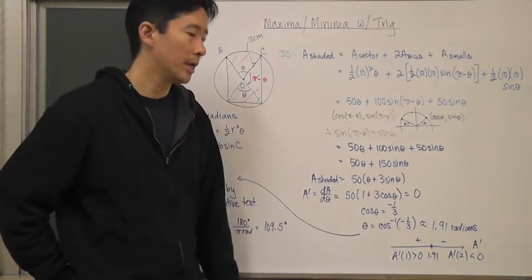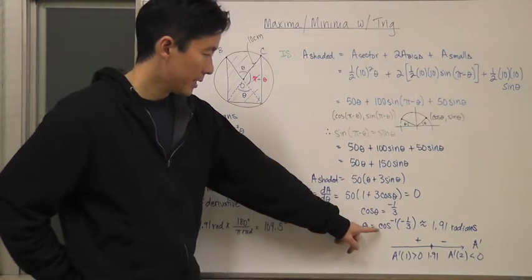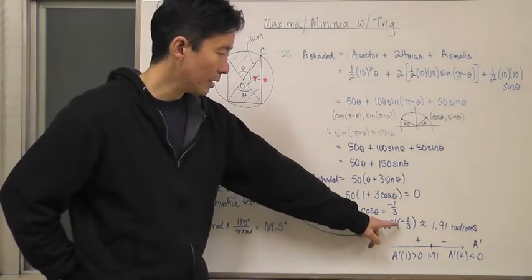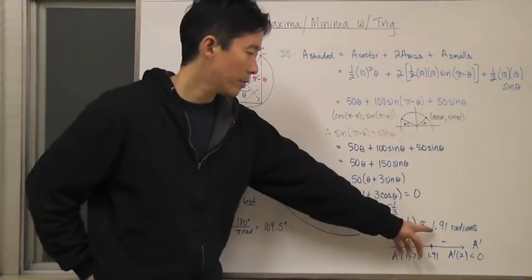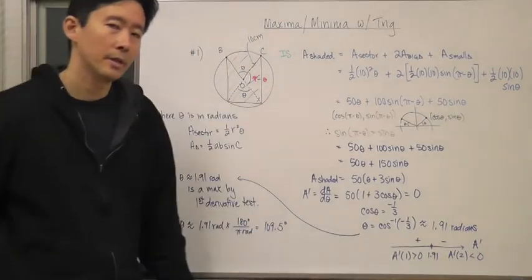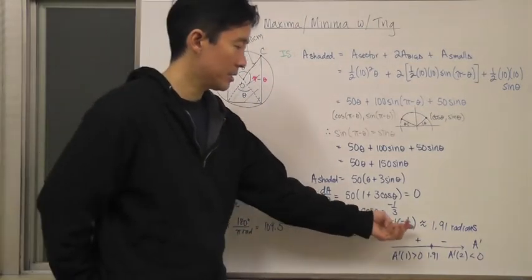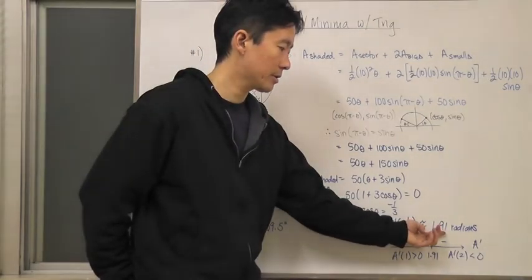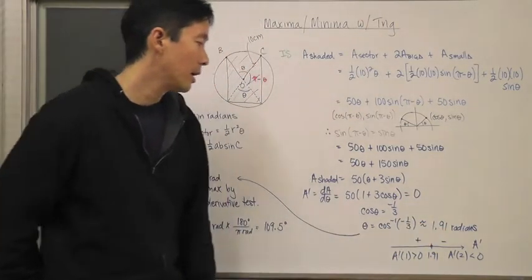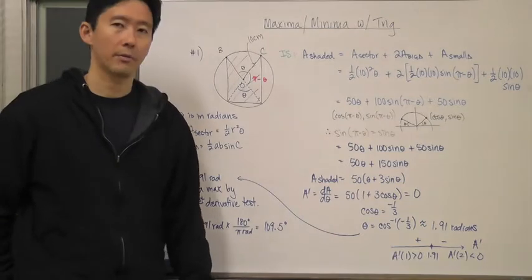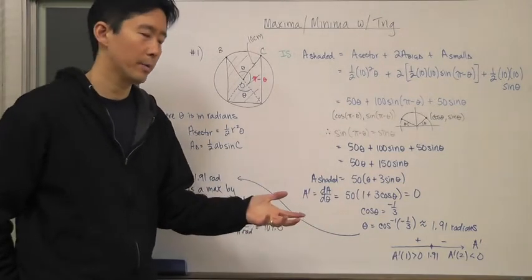So we solve for that, and we say that the cosine of theta then is going to be equal to negative 1/3. Now when we go ahead and take the inverse cosine of negative 1/3, remember that we're dealing with radians. This is going to be 1.91 radians. Now, that's what our stationary value is going to be. The stationary point's x value or theta value. But what we need to do now is check whether or not that is actually going to be a maximum or minimum.